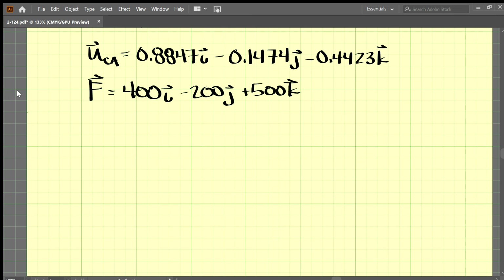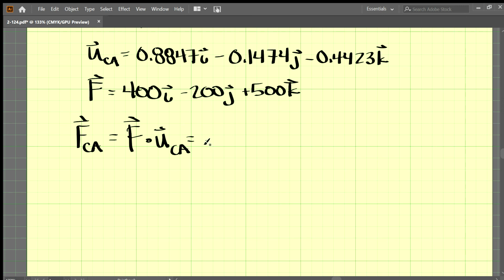To take the dot product, we multiply the corresponding components together and then add all the values. We multiply these two together, add that to the multiplication of these two values, and add that to the multiplication of these two values. So we have FCA, the force directed along the cable CA, is equal to F dot UCA.